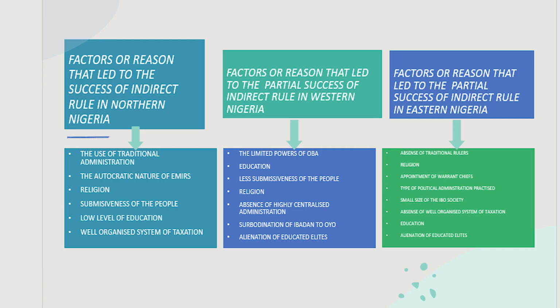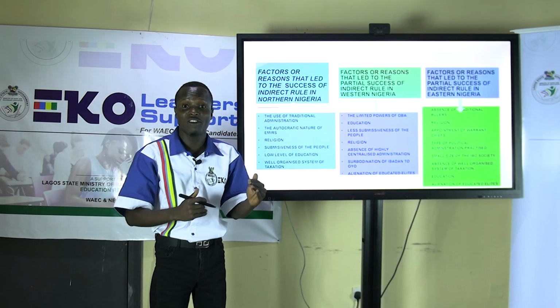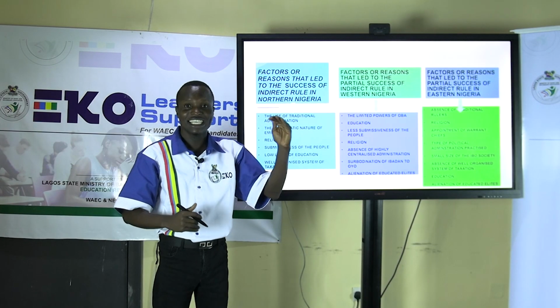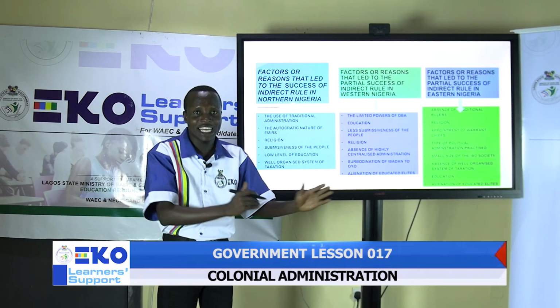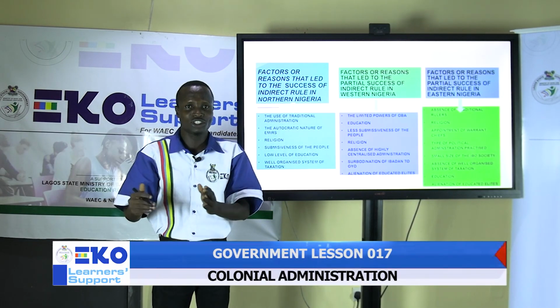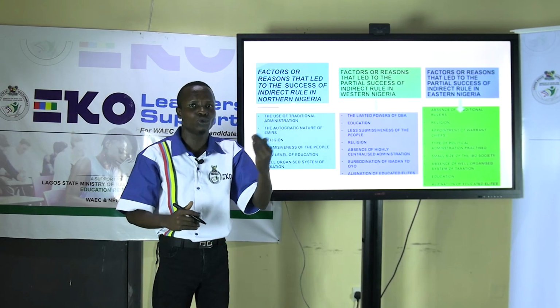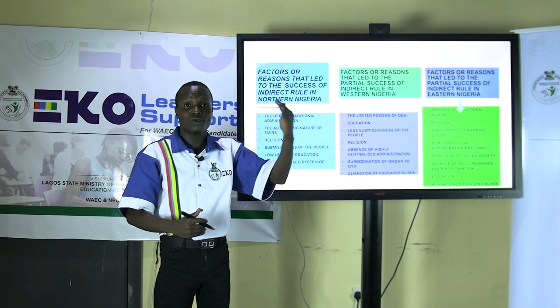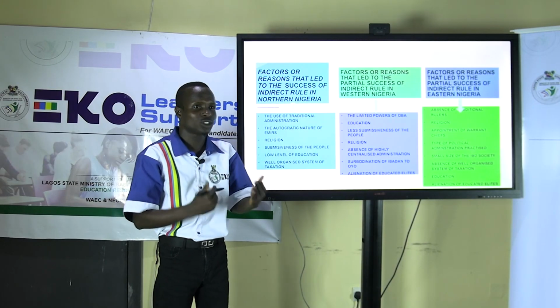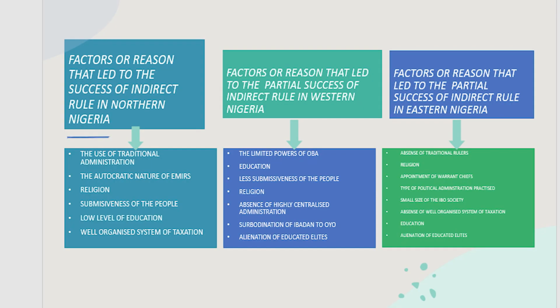Factors or reasons that led to the partial success of indirect rule in Eastern Nigeria. One, absence of traditional rulers. The Igbo practice what we call acephalous, a system of government that has no central head. They practice a decentralized government, whereby each village has its own administration. So it was difficult to rule them because the British didn't know who to meet, the overall traditional ruler of the Igbo. So it was not too successful.